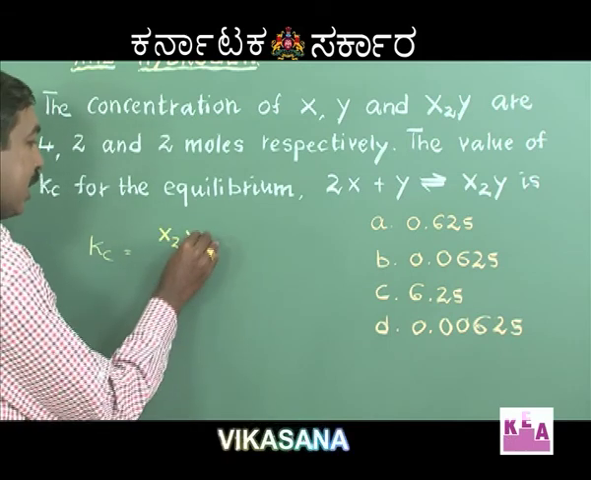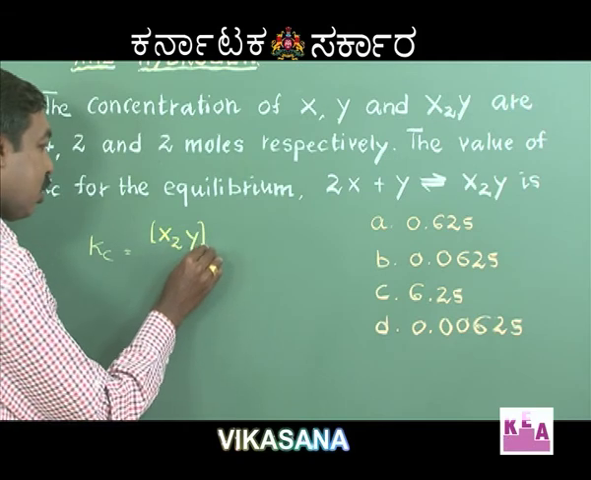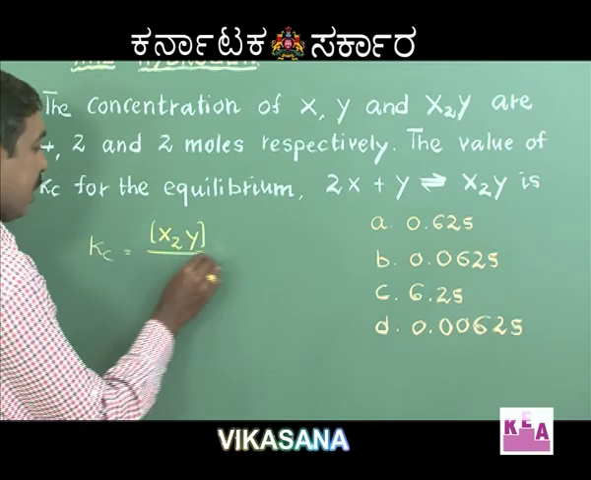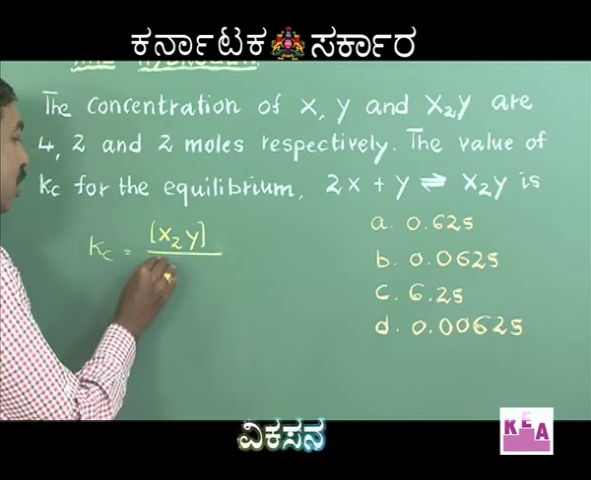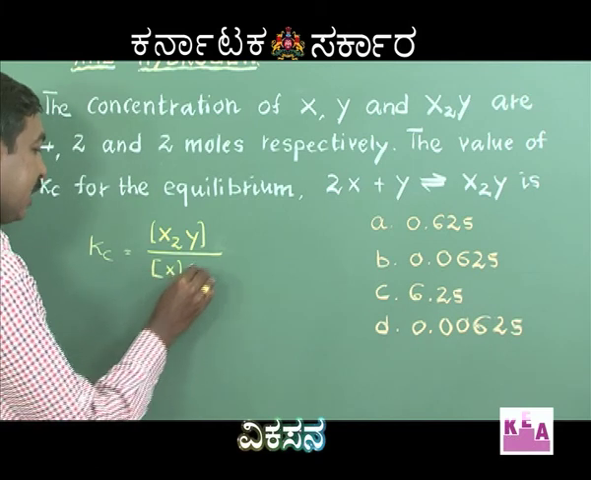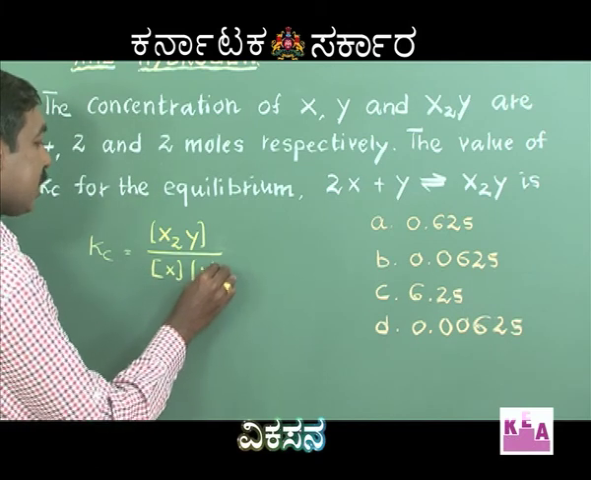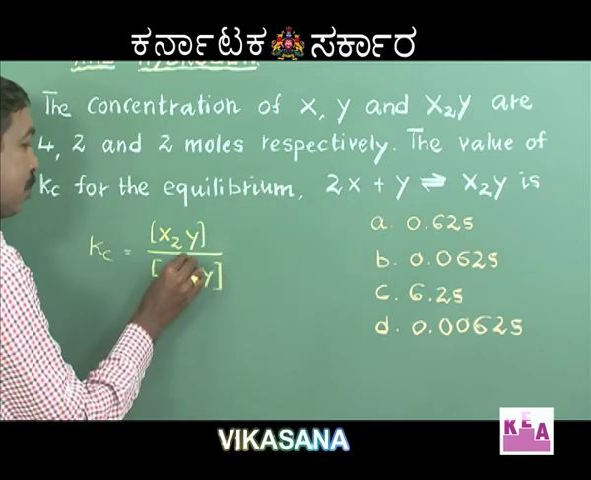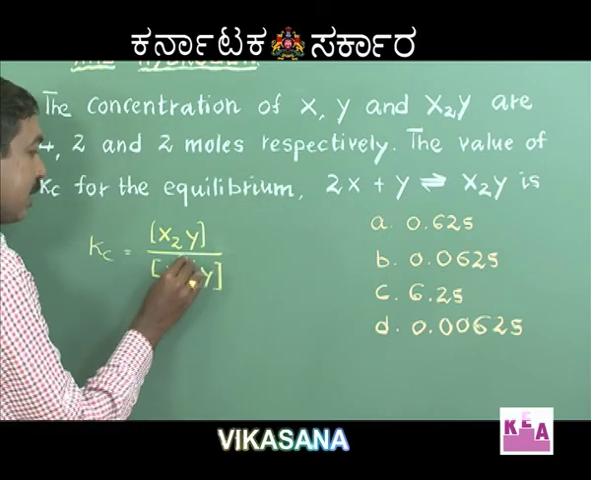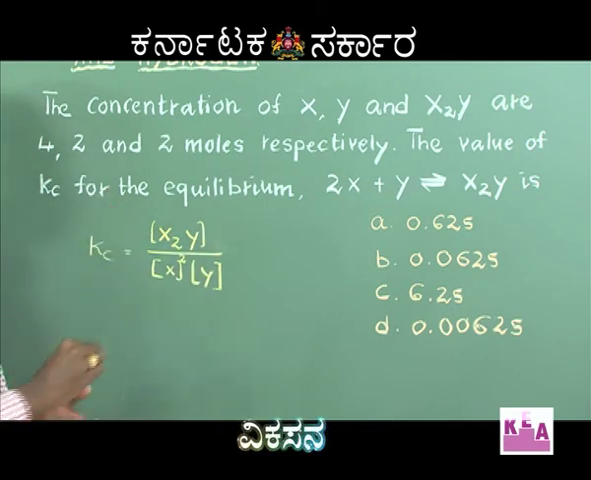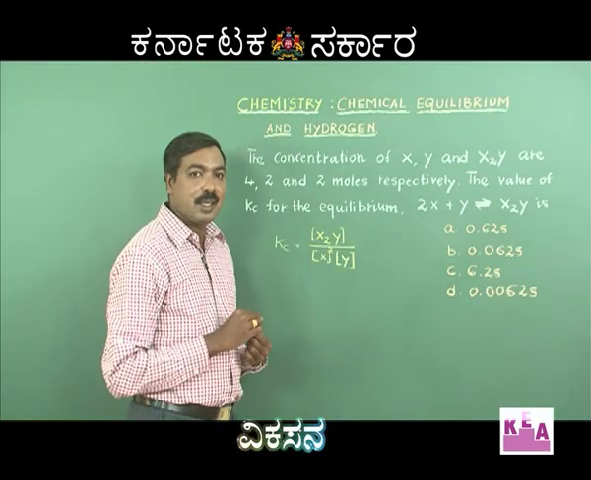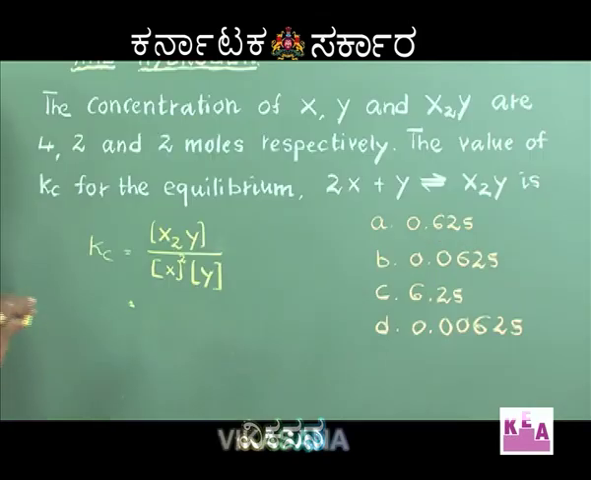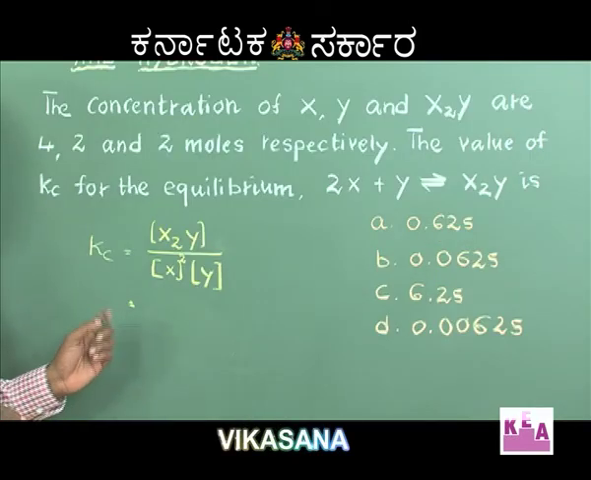concentration of the products. I have the concentration of X2Y divided by the product of the molar concentration of the reactants, that is the concentration of X and the concentration of Y. I have X raised to the power 2. Now, let us substitute and solve this. You are aware of the equilibrium constant formula.